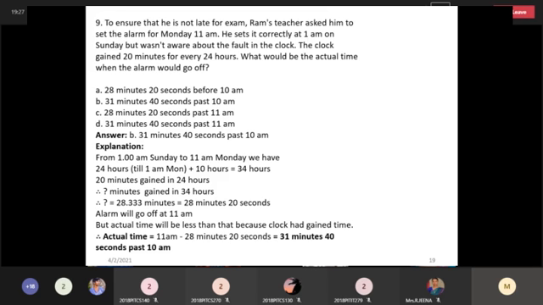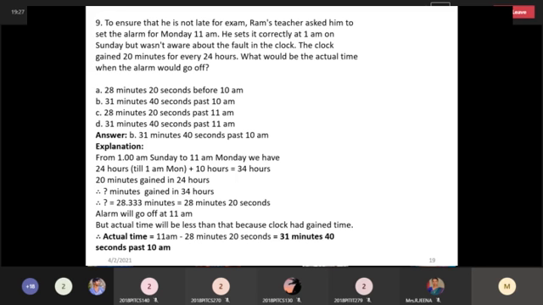To ensure that he is not late for the exam, Ram's teacher asked him to set the alarm for Monday 11 a.m. He sets it correctly at 1 a.m. on Sunday, but was not aware of the fault in the clock. The clock gained 20 minutes for every 24 hours. What would be the actual time when the alarm would go off?